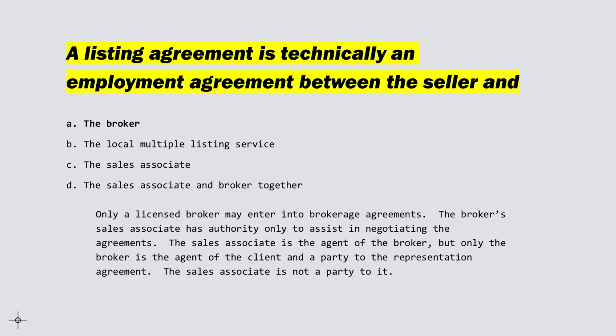Only a licensed broker may enter into brokerage agreements. The broker sales associate has authority only to assist in negotiating the agreements. The sales associate is the agent of the broker, but only the broker is the agent of the client and a party to the representation agreement.